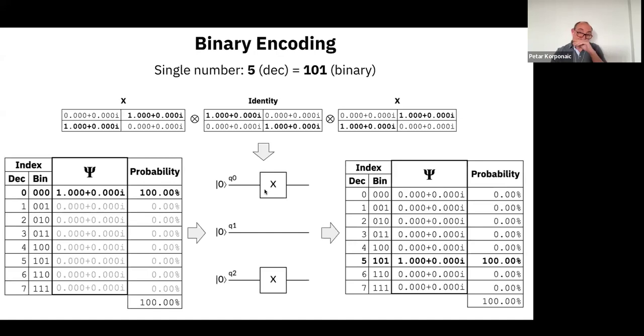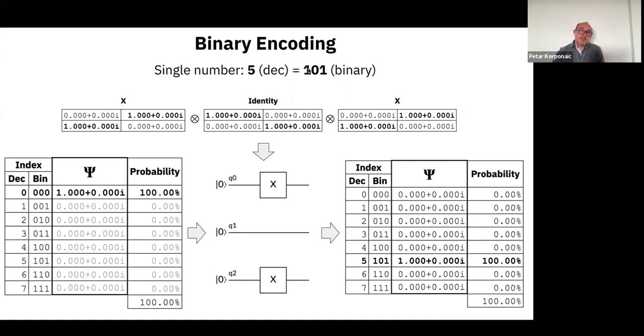Binary encoding. Let's say that you have a single number, in this example number 5, and you want to encode number 5 into a quantum state. By using binary encoding, you need 3 qubits, because number 5 written in binary has 3 digits. So this is a 3-digit number, and to encode it into a quantum state, you need 3 qubits. Of course, by using different encoding schemes you need fewer qubits, but for binary encoding you need as many qubits as bits.